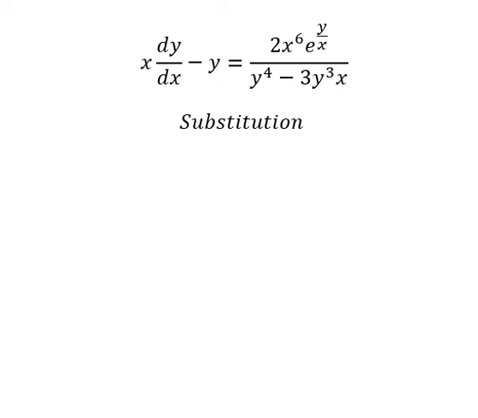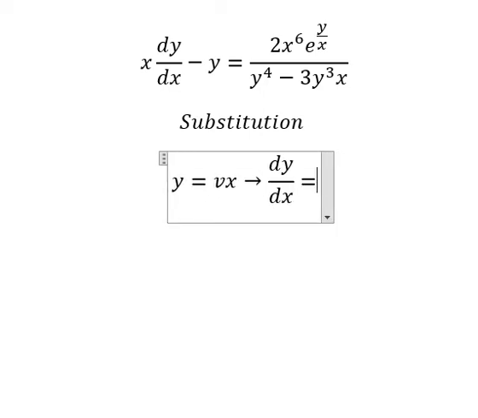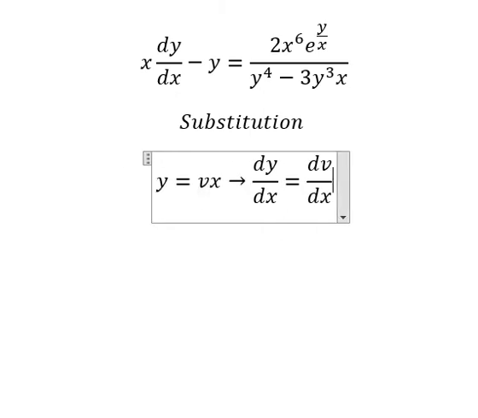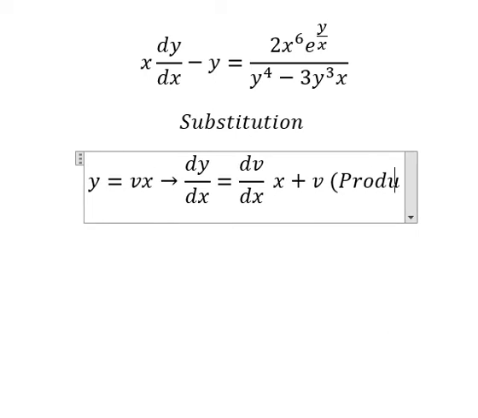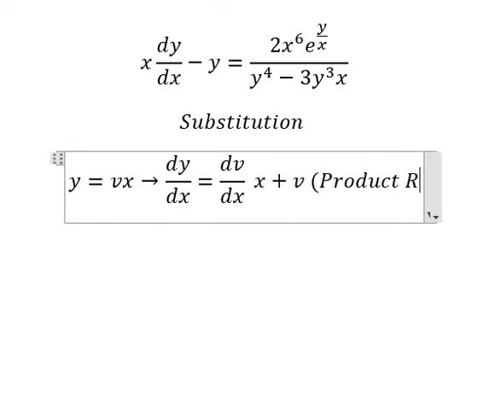So I will choose y equals v s. Later, we first take the derivative of both sides. Here we have dv over dx multiplied by s. Here we have the number 1, so we just have v. And that is the product rule of the derivative.